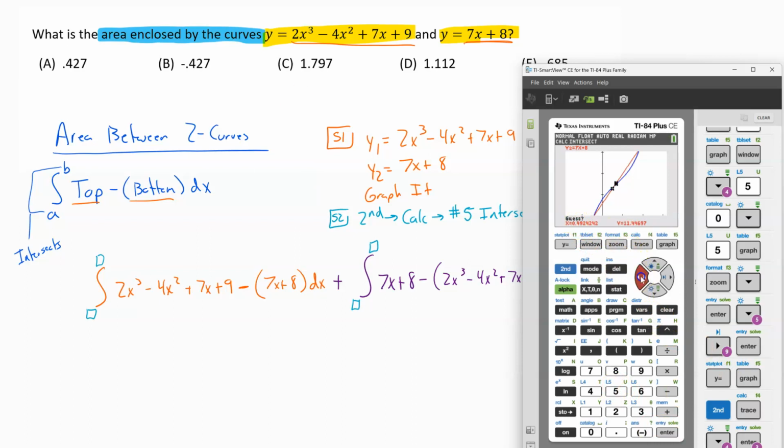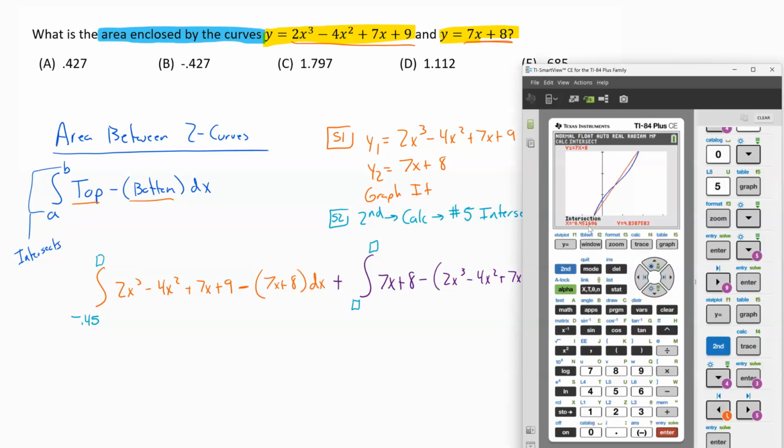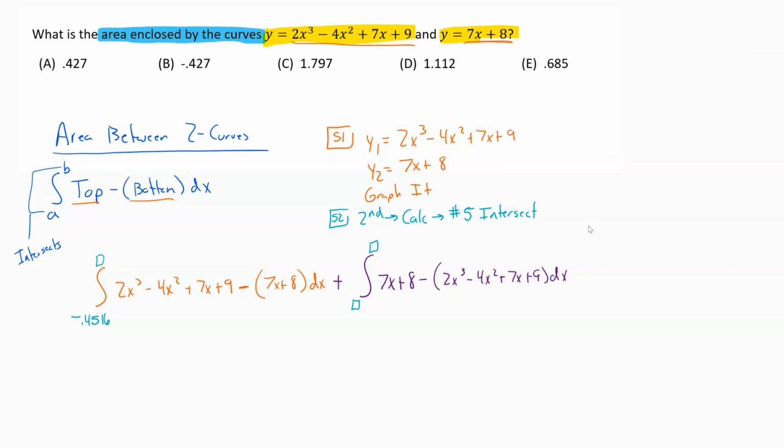So the first time through, I would go ahead and scroll down to the left here so that my cursor is close to this first intersect. The calculator, when you guess, is just finding the intersect that you're closest to. So I want to find that one on the bottom there. I hit enter. It tells me my intersect is happening at negative 0.4516. So my lower bound right now is negative 0.4516 for that first region. So I get rid of that and I type in negative 0.4516. There's my lower bound.